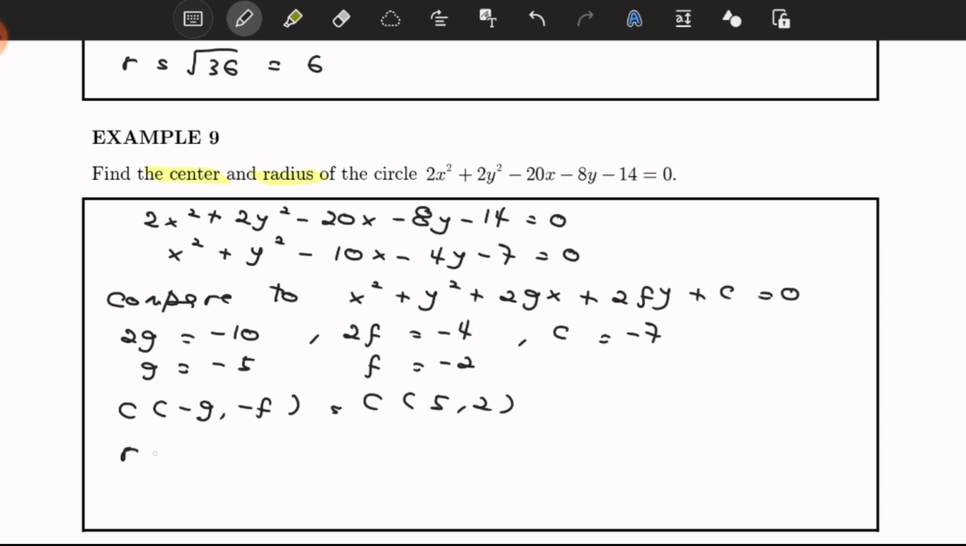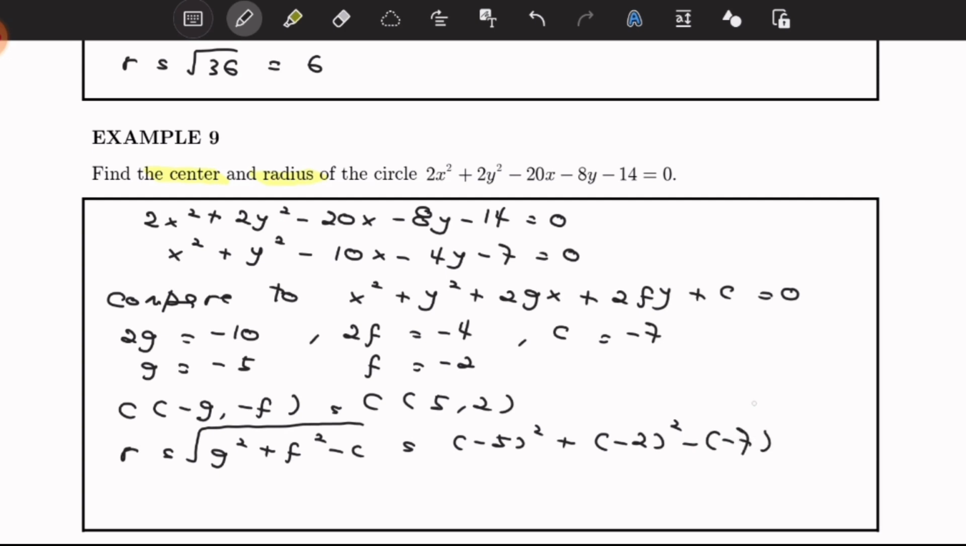And for the radius, we have to use the formula square root of g square plus f square minus c. Substitute into the formula: square root of negative 5 square plus negative 2 square minus negative 7. Calculate it, we are going to get radius equals to 6.